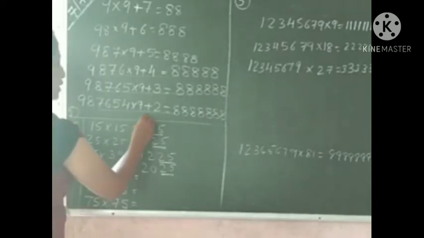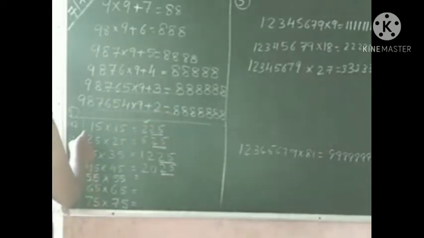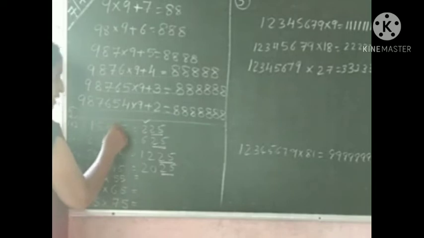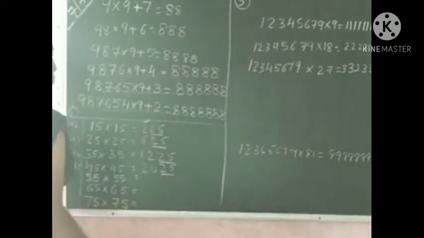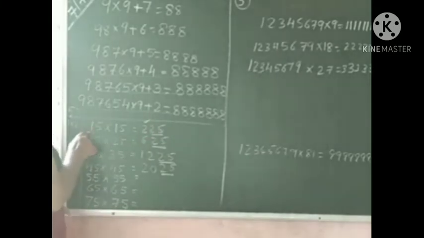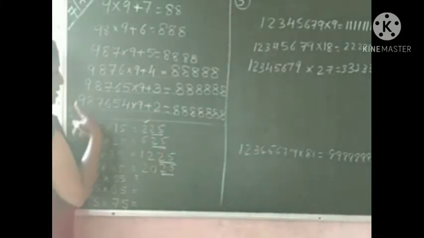Then the first one, 2, is the answer. Here only 1, 15 and 15. Therefore what to do? How can we get 2? That is this number, the first number, and the next number.